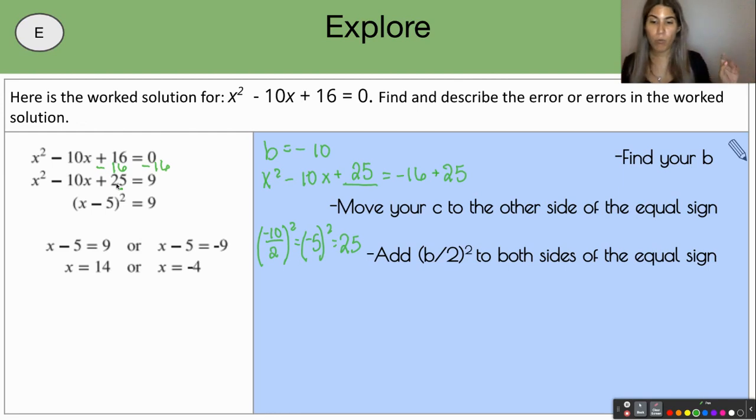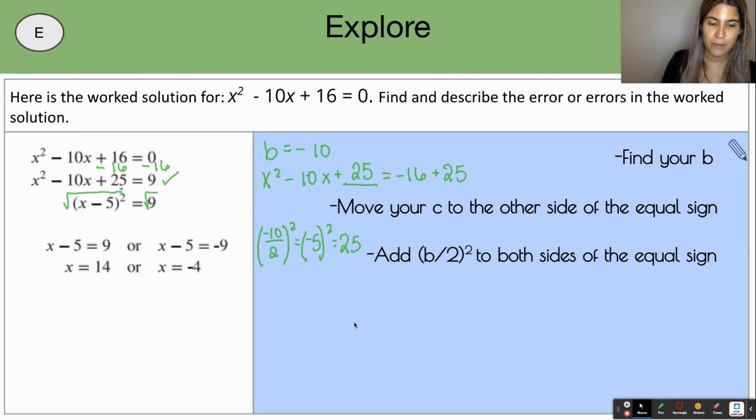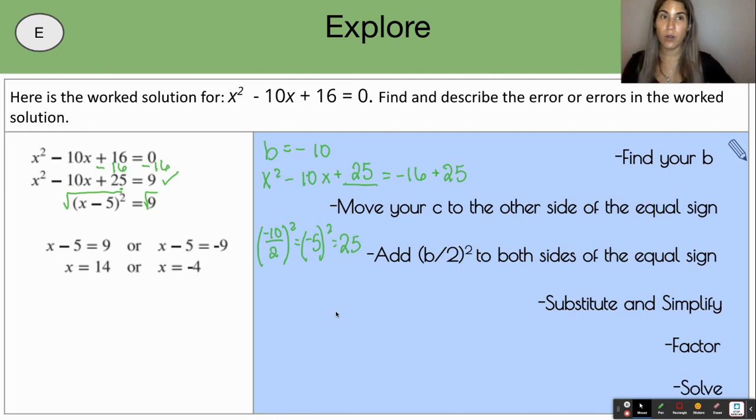Let's see what went wrong with this. So up to here, I am good. I've done all the steps. I seem to be correct. So then I am going to factor. I want two numbers that multiply to positive 25, add to negative 10: negative 5 times negative 5 is 25, negative 5 minus 5 is negative 10, perfect. Now I need to square root this on both sides, right? Because after we substitute and simplify, we factor and we solve. To get rid of something squared, I need to square root.